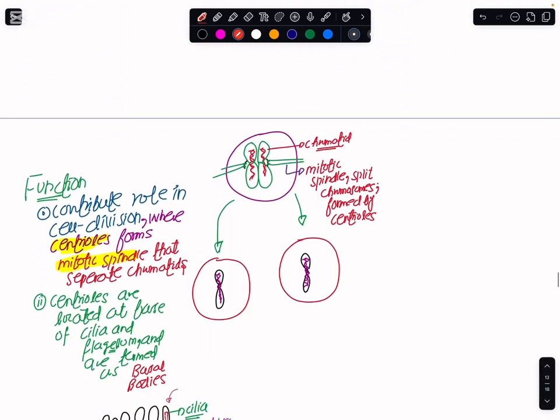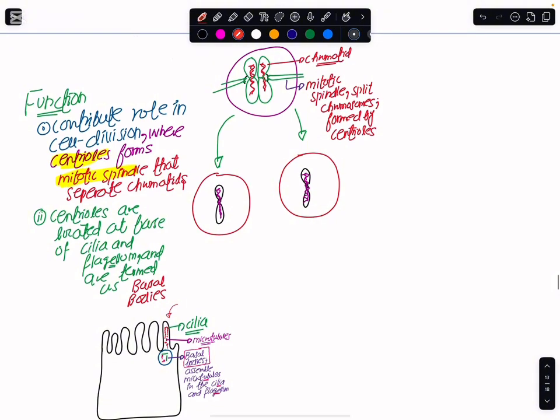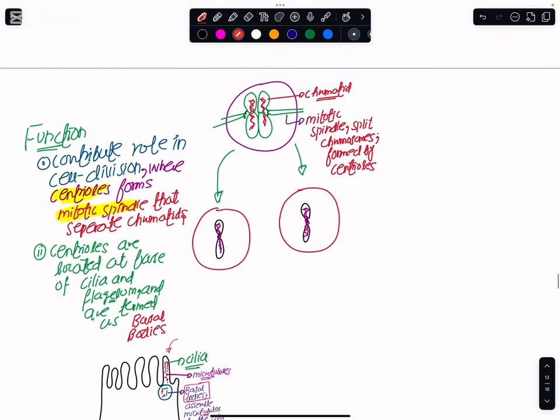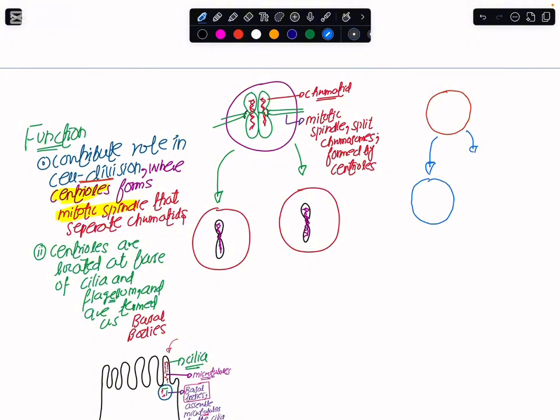Now, moving further, we must be very clear about what roles these centrioles perform in a cell. What we know from our previous classes is that these centrioles have a distinctive role in controlling cell division. By cell division, we mean that one of the parent cells within our body decides to make two daughter cells.